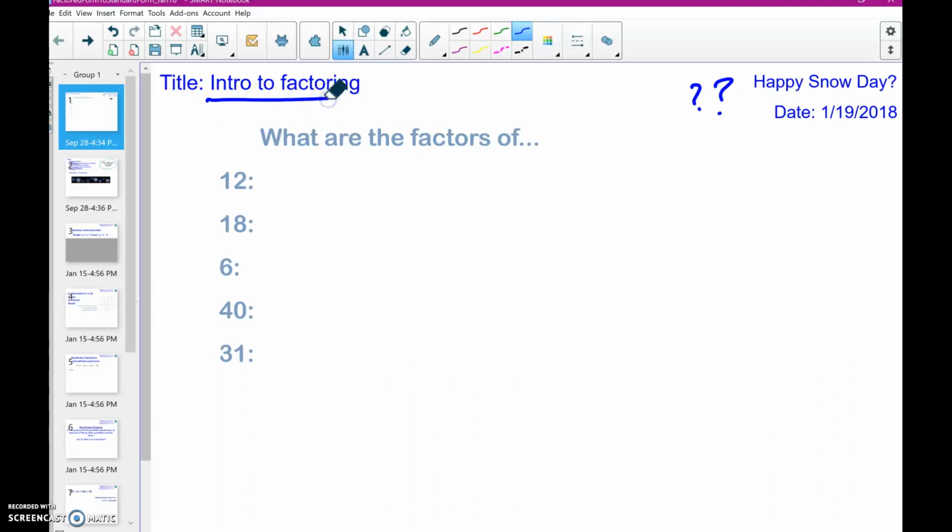Your title today is Intro to Factoring, and this is our first flipped classroom lesson. So if this is something you like, maybe we can incorporate it more into our general routine.